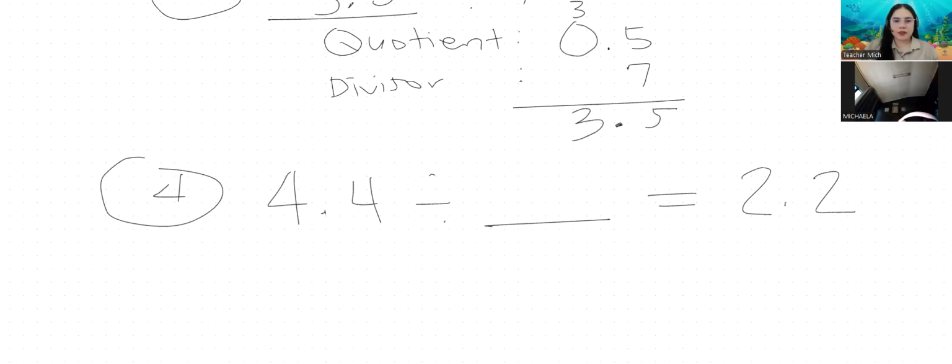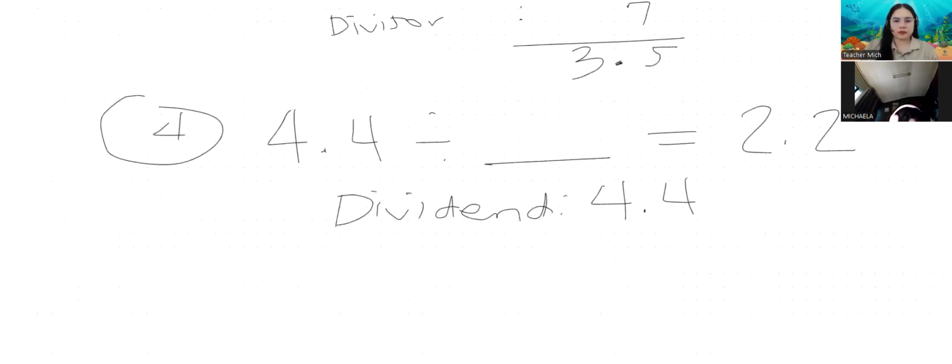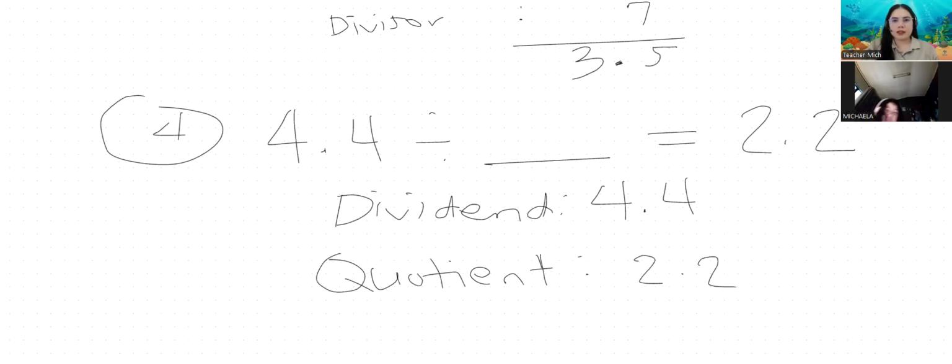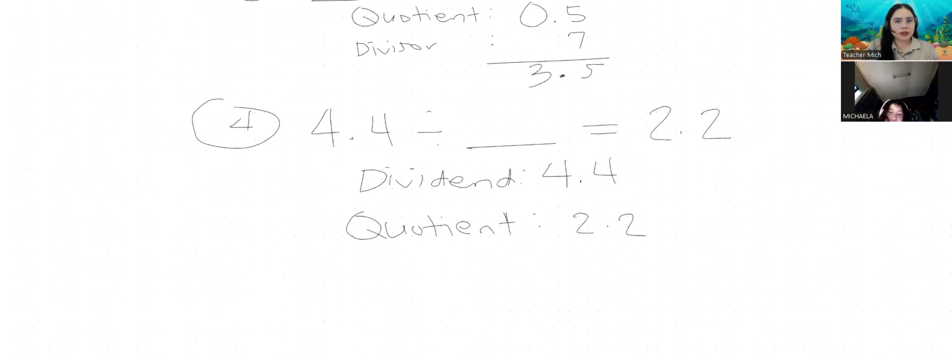Divisor. Okay, very good. So we have here the value of the dividend is equal to what? What's the value of the dividend, anak? 4.4. Okay. How about the quotient? 2.2. Okay, that is equal to 2.2. Now, what is the process? Should I do long division or short division? Can you please show me using long division?